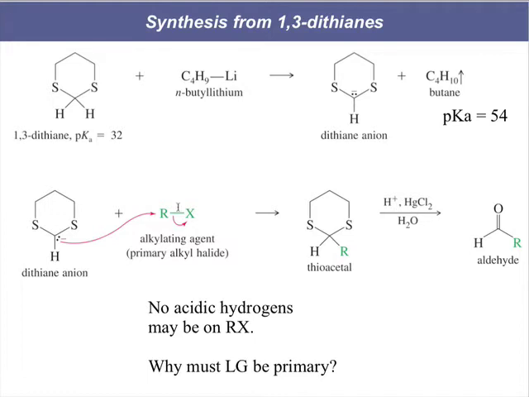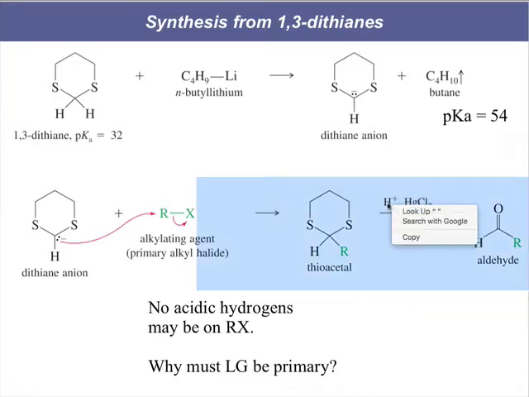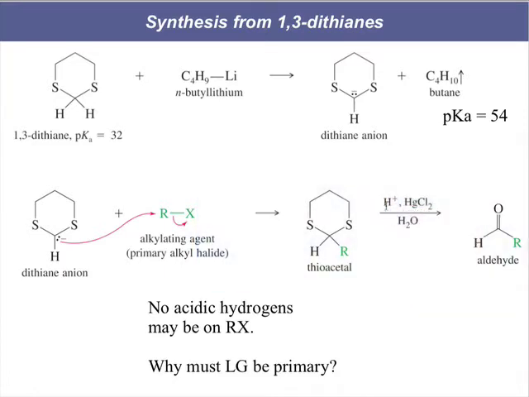This will be a primary alkyl halide. That gives us the ability to add our R group specifically onto the carbon that has the two sulfur groups. Now, in the presence of mercury chloride and acidified water, H3O plus, for example, the dithiane is oxidized to the aldehyde. So notice that whatever R group we chose to put on our dithiane by means of our alkylating agent is the R group that ends up on the aldehyde.